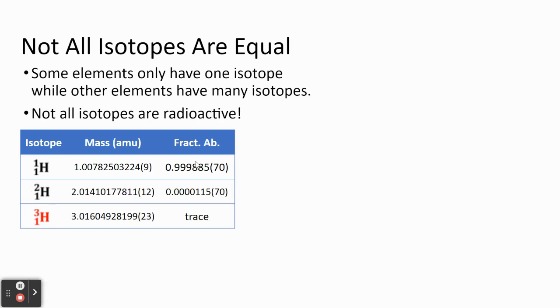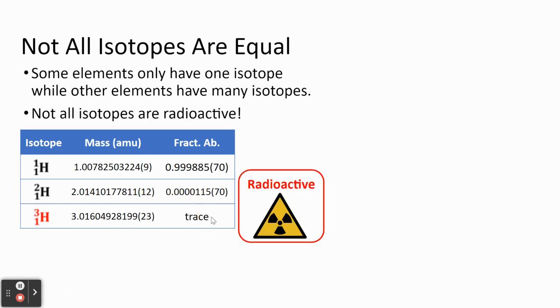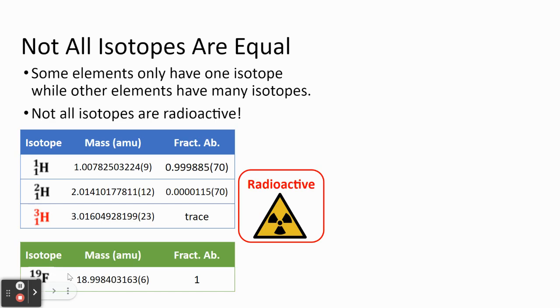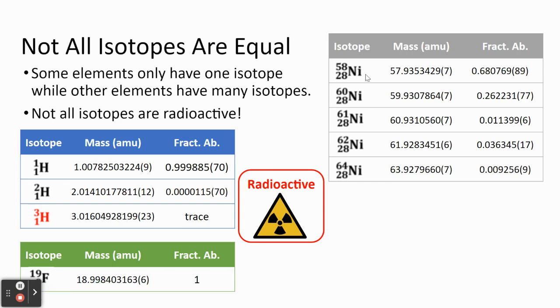And if I look, their percent abundance isn't the same. Almost every form of hydrogen is hydrogen 1. Only a very small percentage is hydrogen 2, and almost none of them are hydrogen 3. And hydrogen 3 is radioactive because it's so unstable. Fluorine only has 1 common isotope. Nickel has 5 common isotopes.